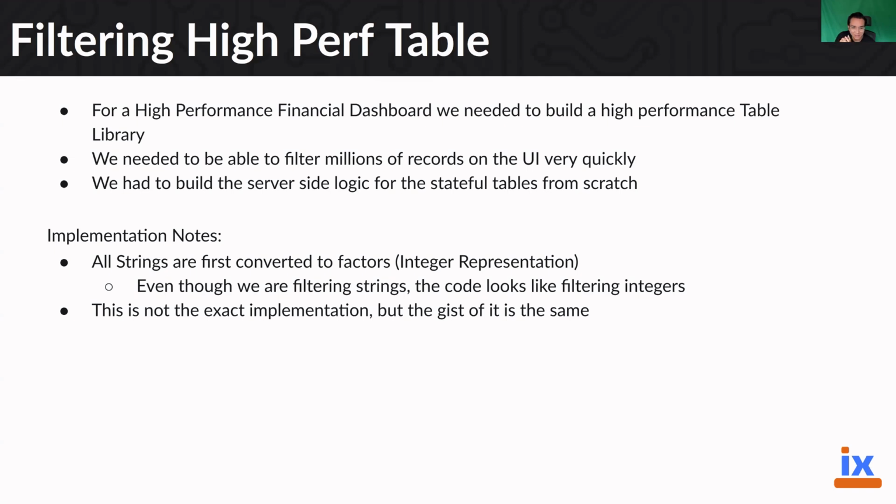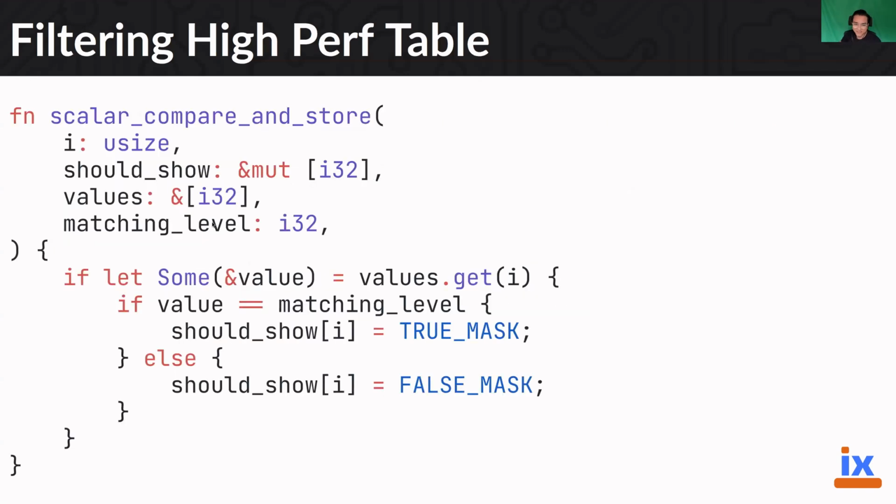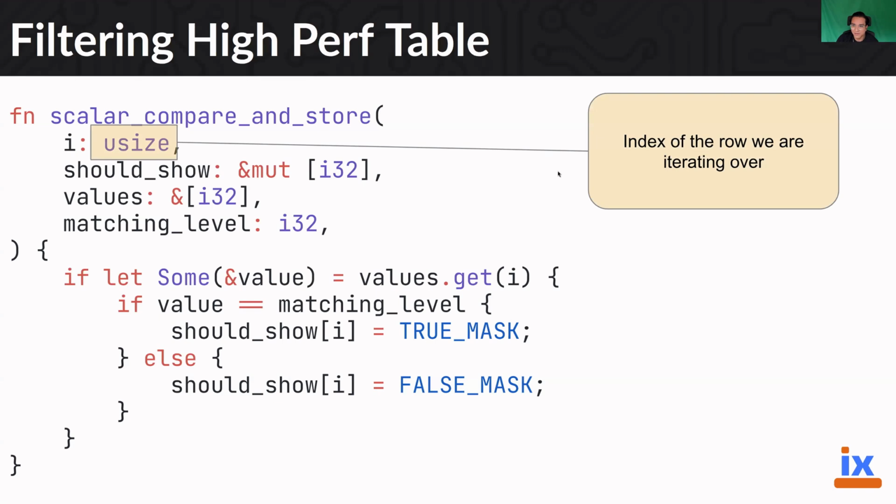And the exact implementation is not the code I'm going to show you, but it's the gist of the implementation. The actual implementation has a bunch of other logic around it, but I just wanted to get that point across. So this is the procedure we use for filtering. This is the scalar version, and this goes inside some sort of for loop. First we have the indices, so this is the index of the row we are iterating over. Again, this is a columnar format, so we're going basically row by row over many columns.